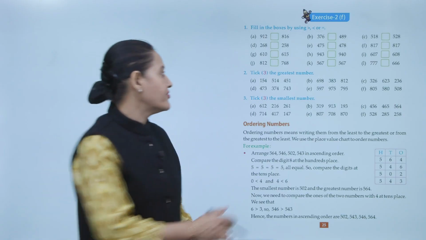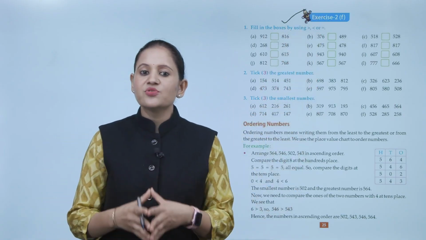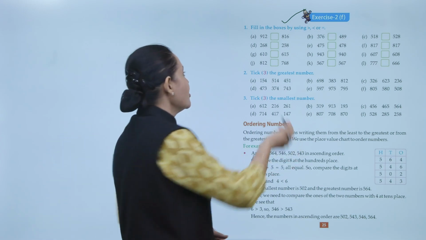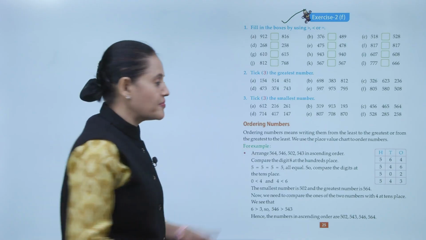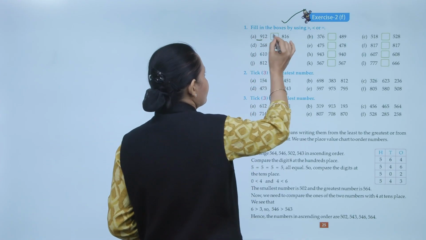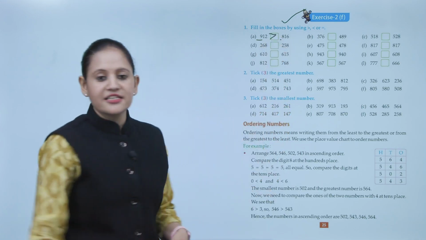Next is exercise 2F. Fill in the boxes by using greater than, less than, equal to: 912 and 816. So start comparing from the leftmost digit, that is 100 place पे. Here it is 9 and here it is 8. So 9 is greater than 8. So we'll say 912 will be greater than 816.